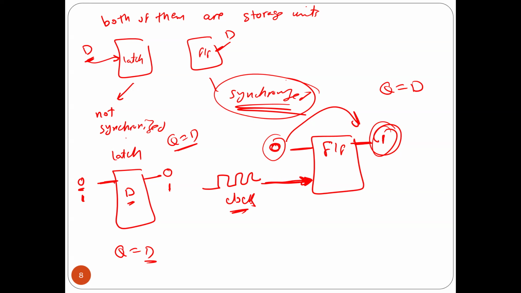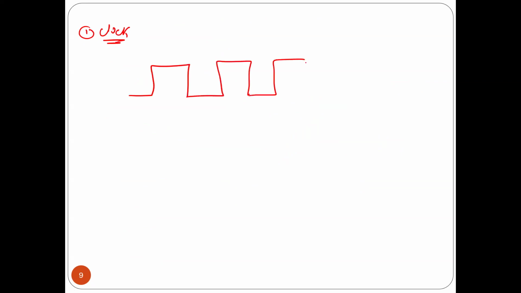So what is the clock? A clock is used to achieve synchronization. So what it means, I will tell you what it means. Number 1, clock is a square wave signal. Okay, square wave this way. So it is used for synchronization. Synchronization means we have 2 types of the clocks. We have 2 types of them.